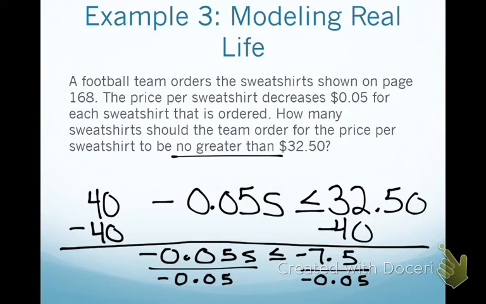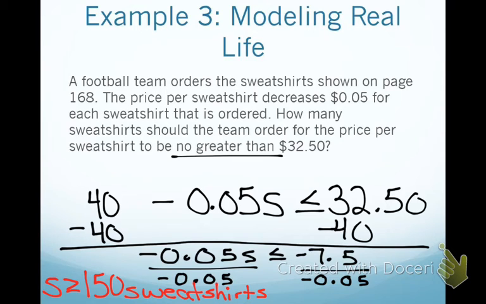Okay, so S, I gotta kind of squeeze it in. Oh wait, what happened? I divided by a negative, so what does that mean? It needs to be greater than or equal to 150 sweatshirts. I know I'm squeezing this in. Oh, I wish I had more room. Okay. All right, greater than or equal to 150 sweatshirts.